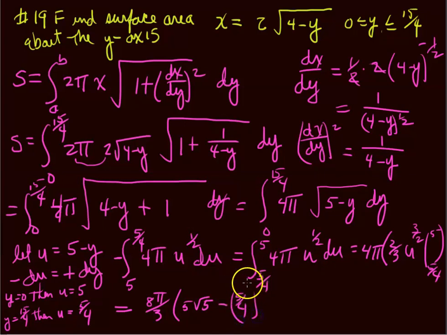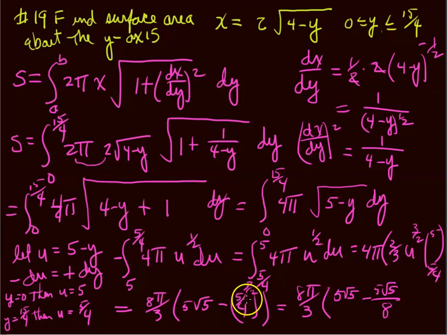5/4 to the 3/2. So you get 8 pi over 3, and the square root becomes the square root of 5 over 2. But this is 5 square roots of 5 over 4 then, because, I'm sorry, over 8. Gosh. Yes. So this is 5 square roots of 5 minus 5 square roots of 5 over 8.